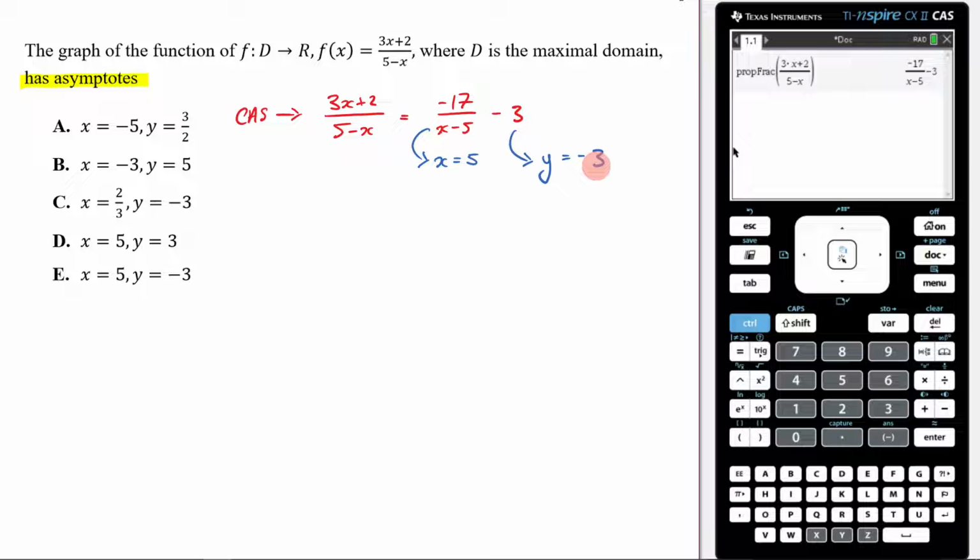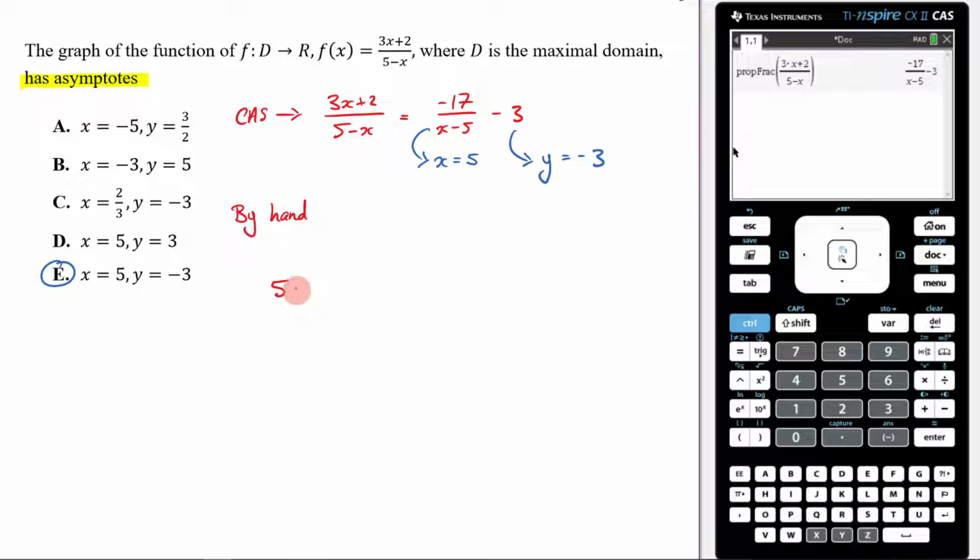So remember, the way that you determine your horizontal asymptote is simply by looking at the vertical translation that has occurred. So that means E is going to be my answer. X is equal to 5 and y is equal to negative 3. Now, that's the best way to go about this question using your CAS, but you could also do it by hand. There's a couple of different ways you could do it by hand. You could do it with polynomial long division, but I'm going to show you another method.